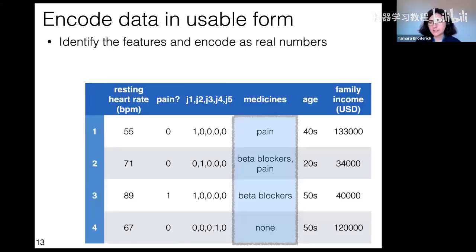Okay, so here we have our set of medicines. And so now we've seen that it would be useful to break this down into a feature that encodes, do I have this particular medicine, let's say pain medication? Is this individual taking this pain medication? That'll be a 1 or a 0. And is this individual taking a beta blocker? That'll be a 0 or a 1.